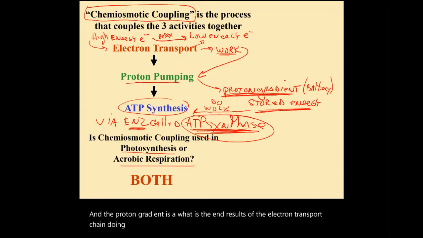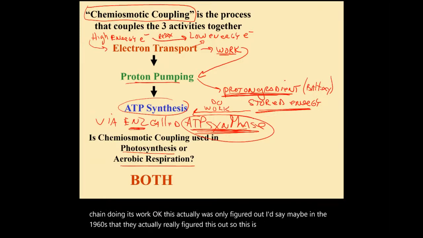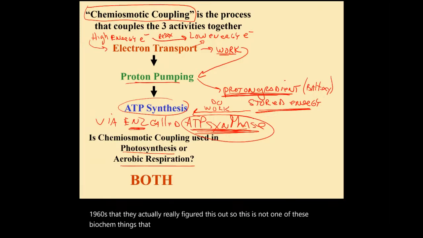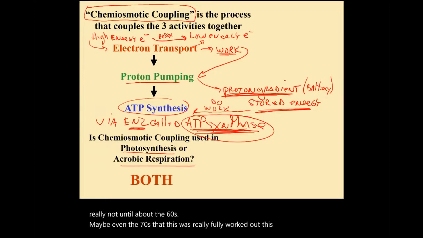Okay? This actually was only figured out, I'd say maybe in the 1960s. They actually really figured this out. So this is not one of these biology things that they've known for over 100 years or something. It was really not until about the 60s, maybe even the 70s, that this was really fully worked out, this chemiosmotic coupling thing. Okay?